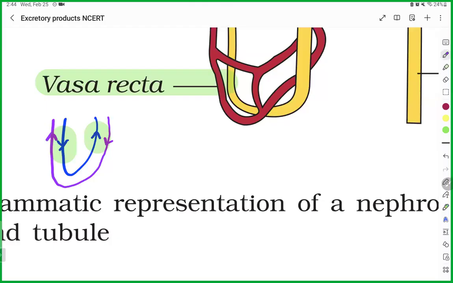Same thing, exactly the same thing. And why are these parallel to each other? Again, whatever material is coming out of the loop of Henle should enter into the blood, because the blood will transport this wherever it is required.